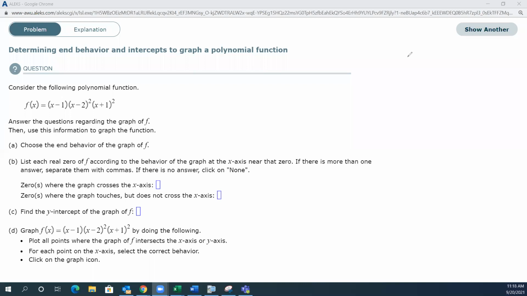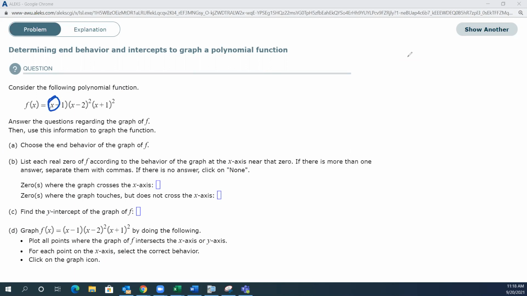Okay, I apologize. On this one, I do have to zoom out a bit. Hope you're not watching this on your phone. But I got to zoom out so I can show all the way down to here. Okay, so consider the polynomial function, and immediately we're thinking things like, hey, they give me the function. Great. And hey, it's all factored. Oh, that definitely makes it easier. All right, choose the end behavior.